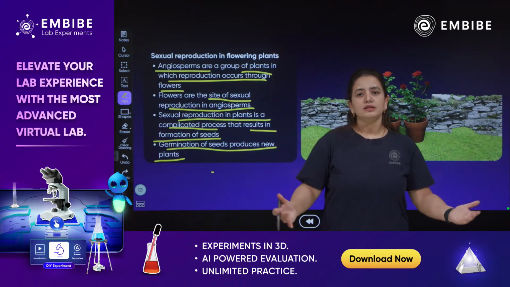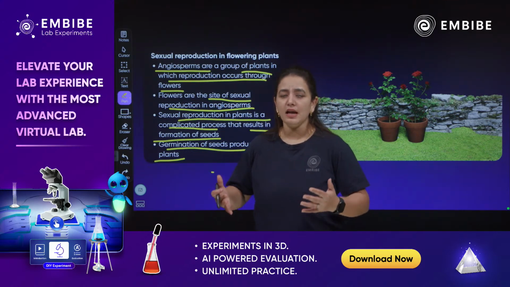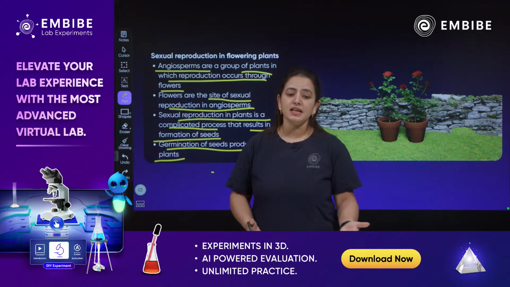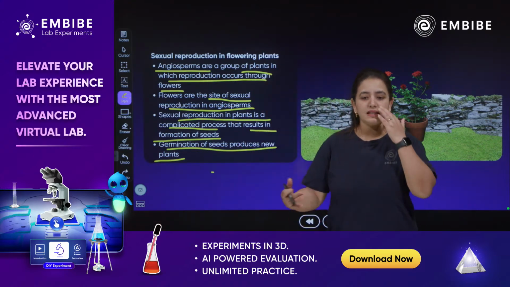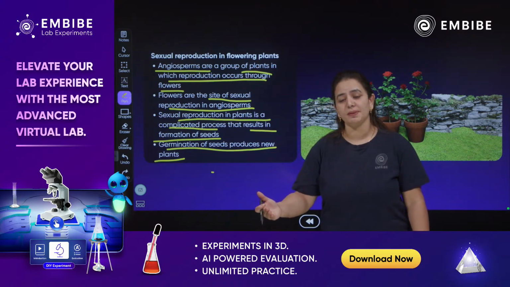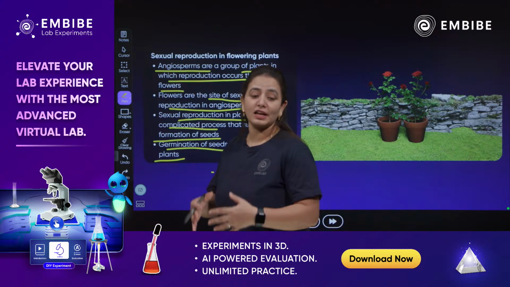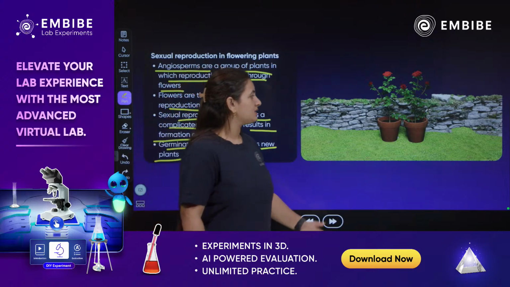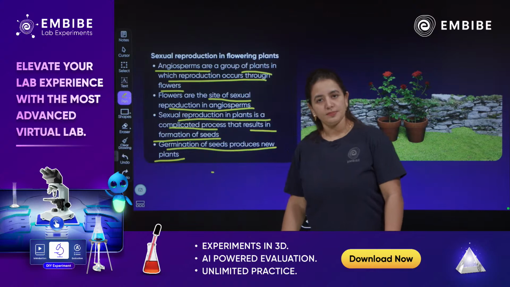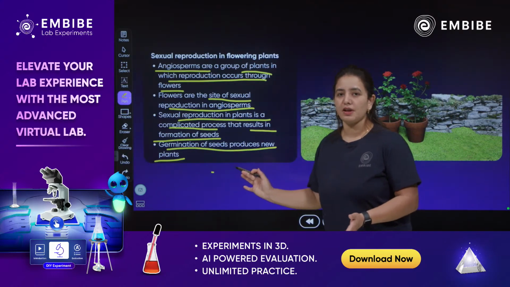Yes or no? That's the whole point of sexual reproduction or any kind of reproduction: to have new offspring, new individuals, new organisms from the existing parents. So after the events of fertilization and seed formation have taken place, this seed will germinate and give rise to new plants. That's all we basically want from sexual reproduction. Okay. So this was a brief introduction about sexual reproduction in flowering plants.